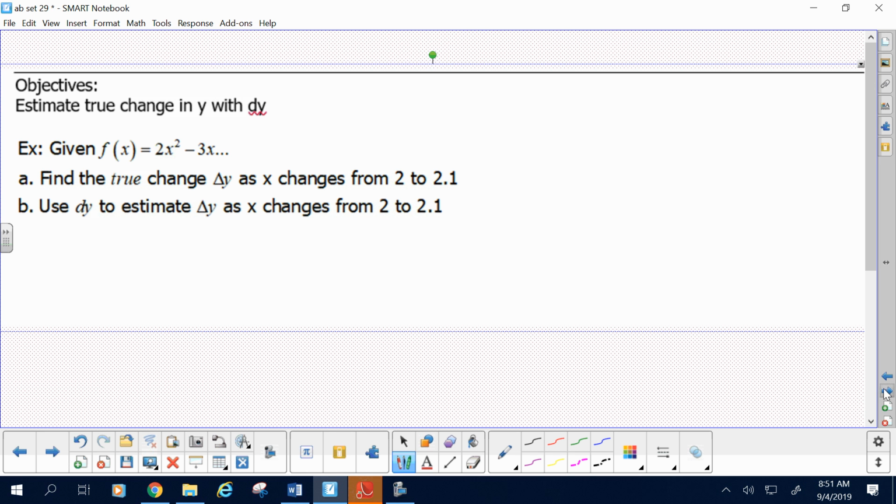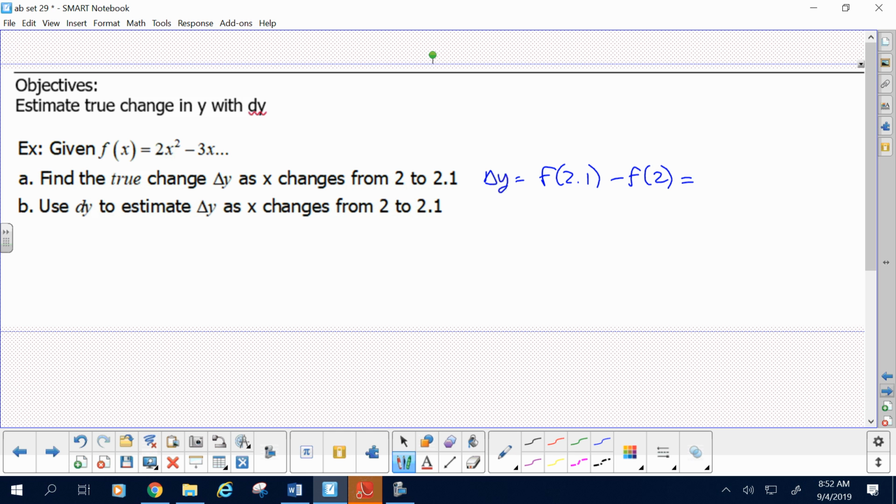All right, so let's say I gave you this parabola function. If I said find the true change delta y as x changes from 2 to 2.1, then the true change in y is, what's f at 2.1, and what's f at 2, and what's the difference? You know, in going from an x of 2 to an x of 2.1, y must have changed. How much? So would you slap that in the old calculator?